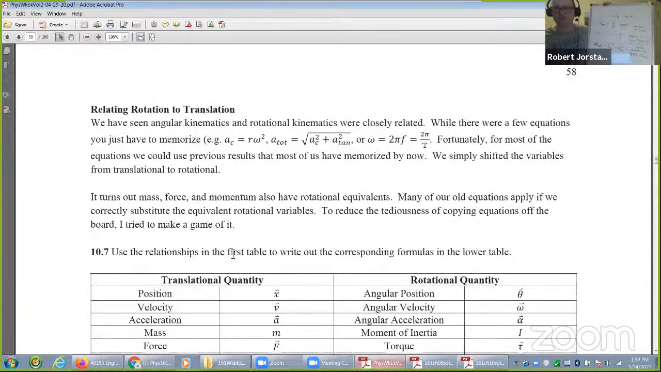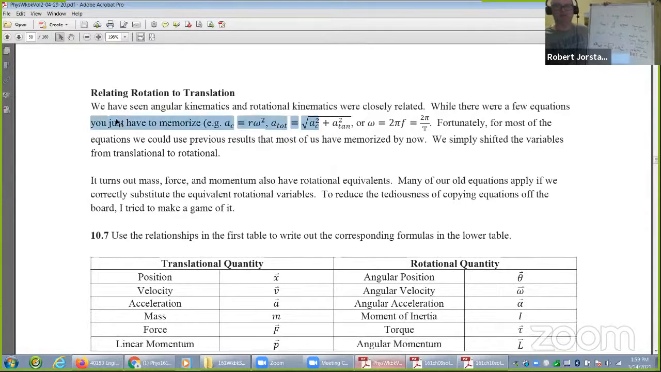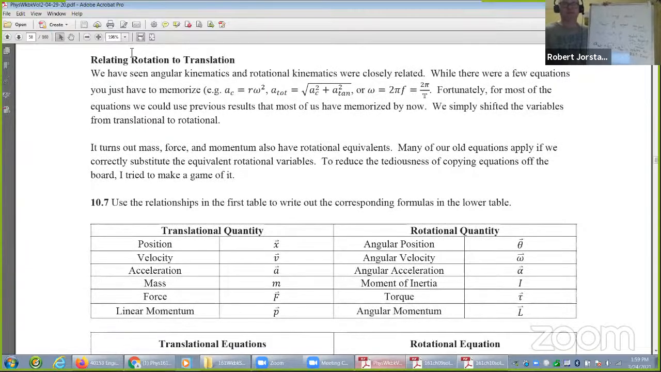Maybe we'll end with this. You could do those problems later. Great. Relating rotation to translation. We've seen this thing and this, and maybe you remember the period. Take a look at this. Position, the new angular quantity is theta. Velocity, omega, etc. Now look at this, mass. Mass is now going to become a new quantity called moment of inertia.